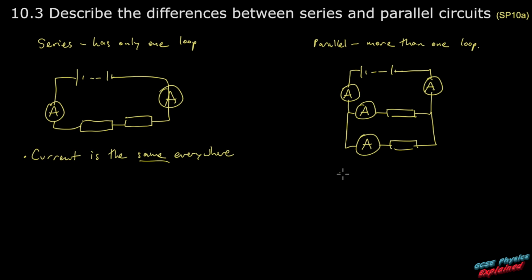The current in a parallel circuit can be different in different parts, because as the current comes down to the junction, which is basically just where the circuit splits off, some of the current can come along this top branch and some of the current can come along the bottom branch. So what we see is that the current is shared in the different branches.